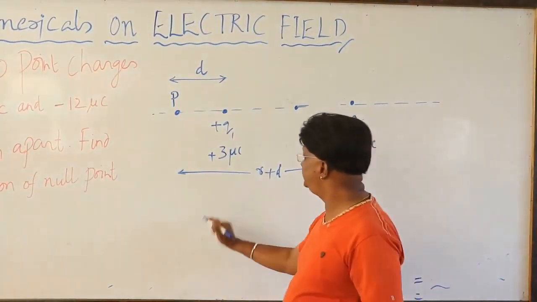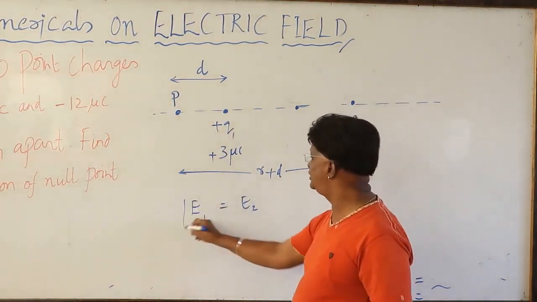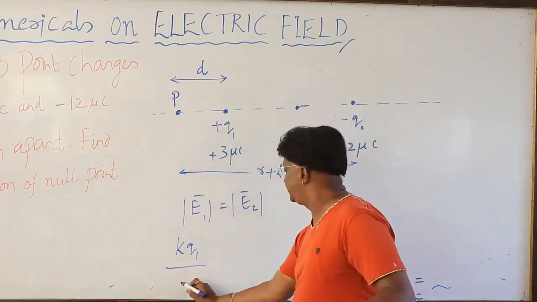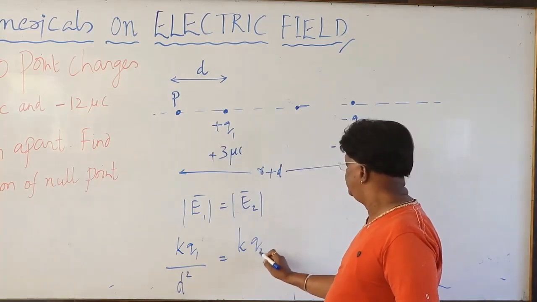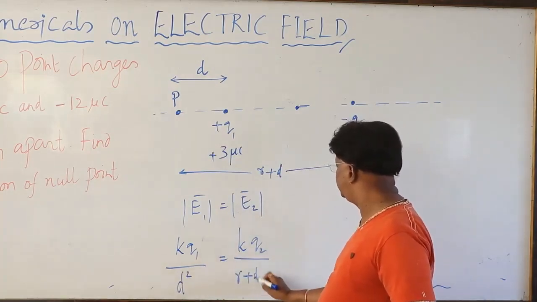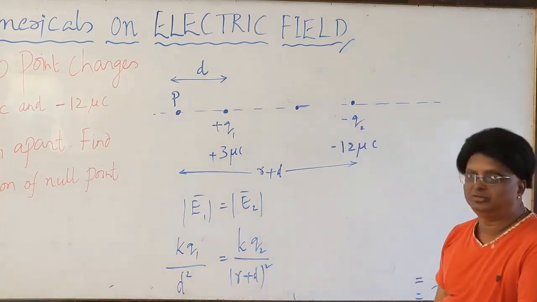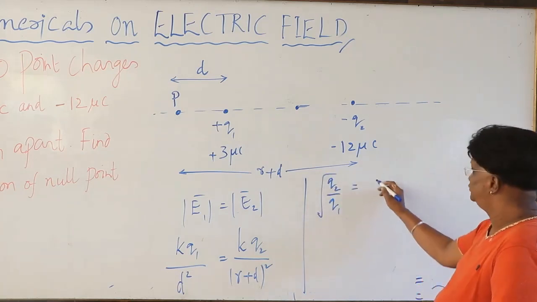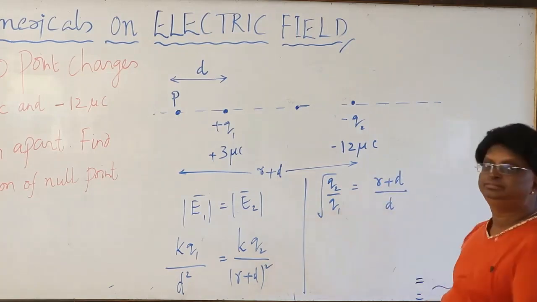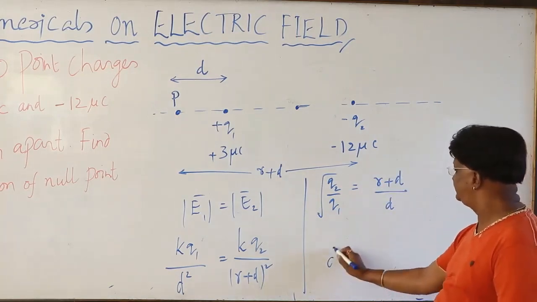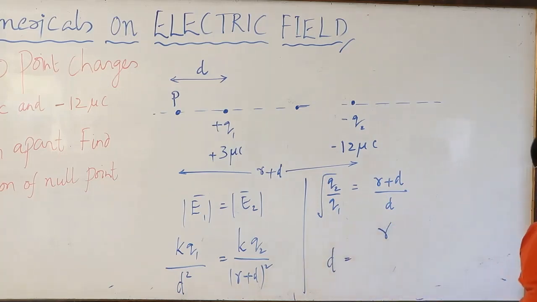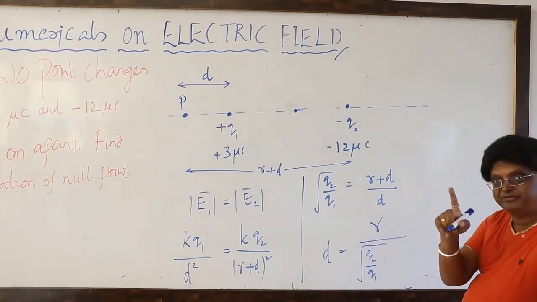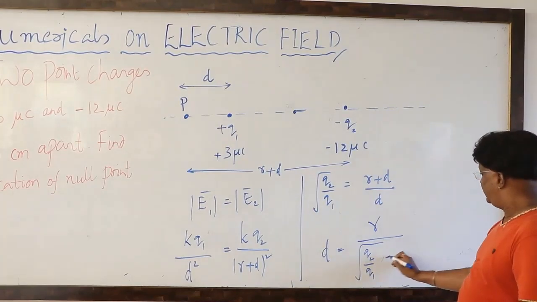Now again, the same rule. What is that? E1 is equal to E2, that is, mod E1 bar is equal to mod E2 bar. Again, K Q1 by D squared, with the distance from Q1 taken as D, is equal to K Q2 by R plus D whole square. The simplification again will give you under root Q2 by Q1 is equal to, this time, R plus D by D. So what is the small change that you will find? This distance D is equal to the original distance between Q1 and Q2 by under root Q2 by Q1. Now this time, earlier we got plus 1, is it not? Now here, the other side it goes, therefore this becomes minus 1.